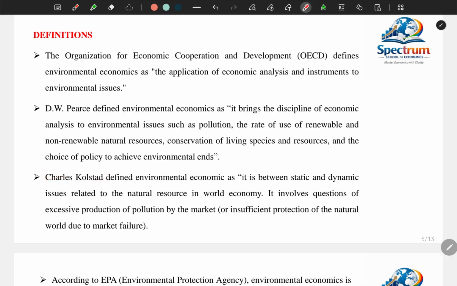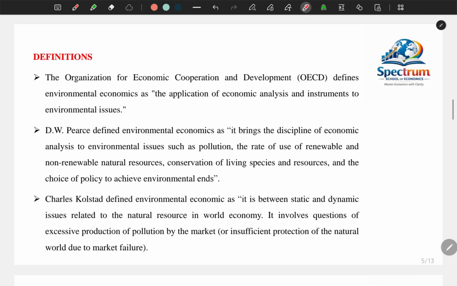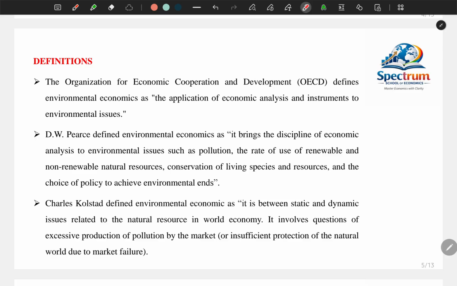We know that Kolstad is a well-known author of environmental economics. He says that environmental economics is about static and dynamic issues related to natural resources in the world economy. It involves questions of excessive production of pollution by the market, meaning insufficient protection of the natural world due to market failure. He is highlighting that. You can take these notes also. There is insufficient protection of the natural world due to market failure.